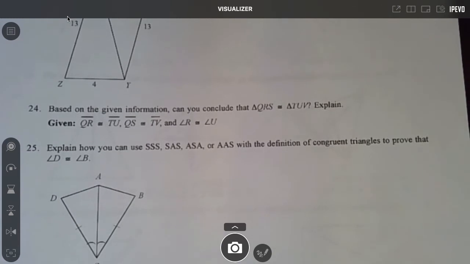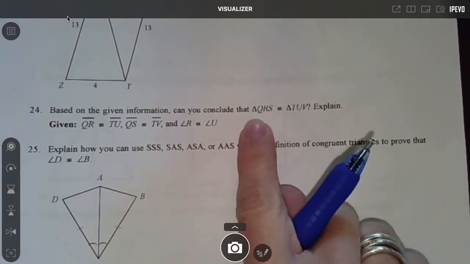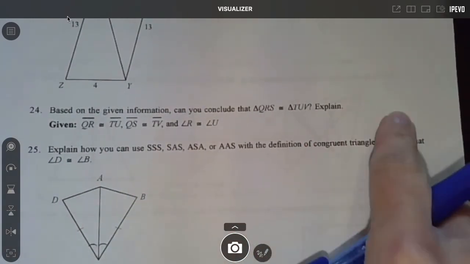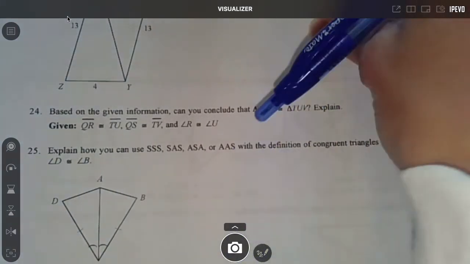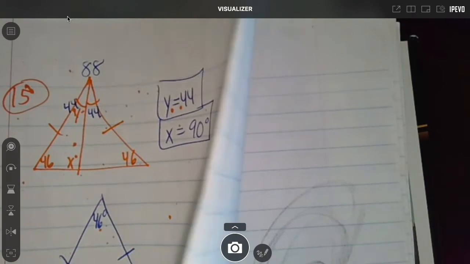Based on the given information, can you conclude that the triangles are congruent? All right, that's just a whole lot of letters jumbled up together. So I strongly suggest that you draw these 2 triangles, okay? I know there's not a whole lot of room, but actually there's enough right up here above it. So I'm going to draw. This is on the test.